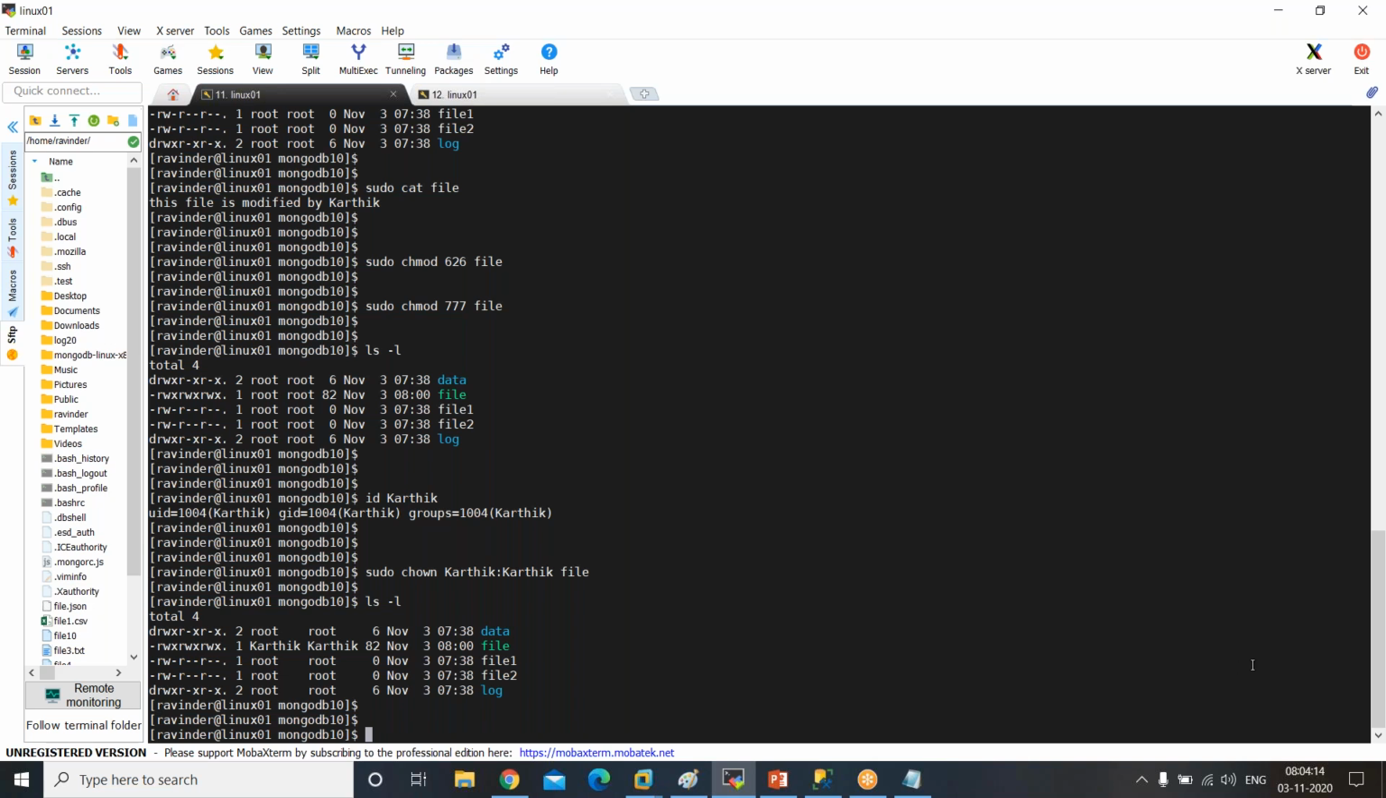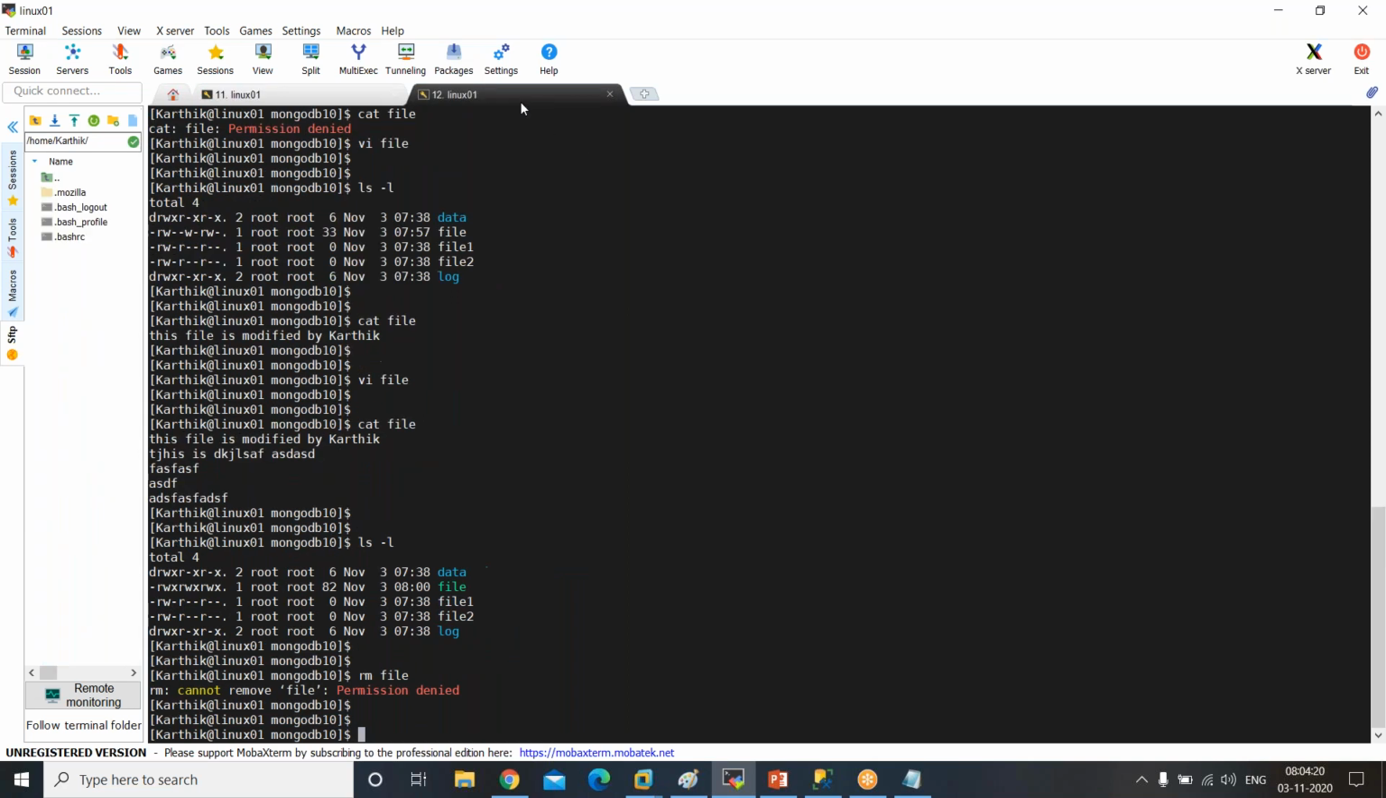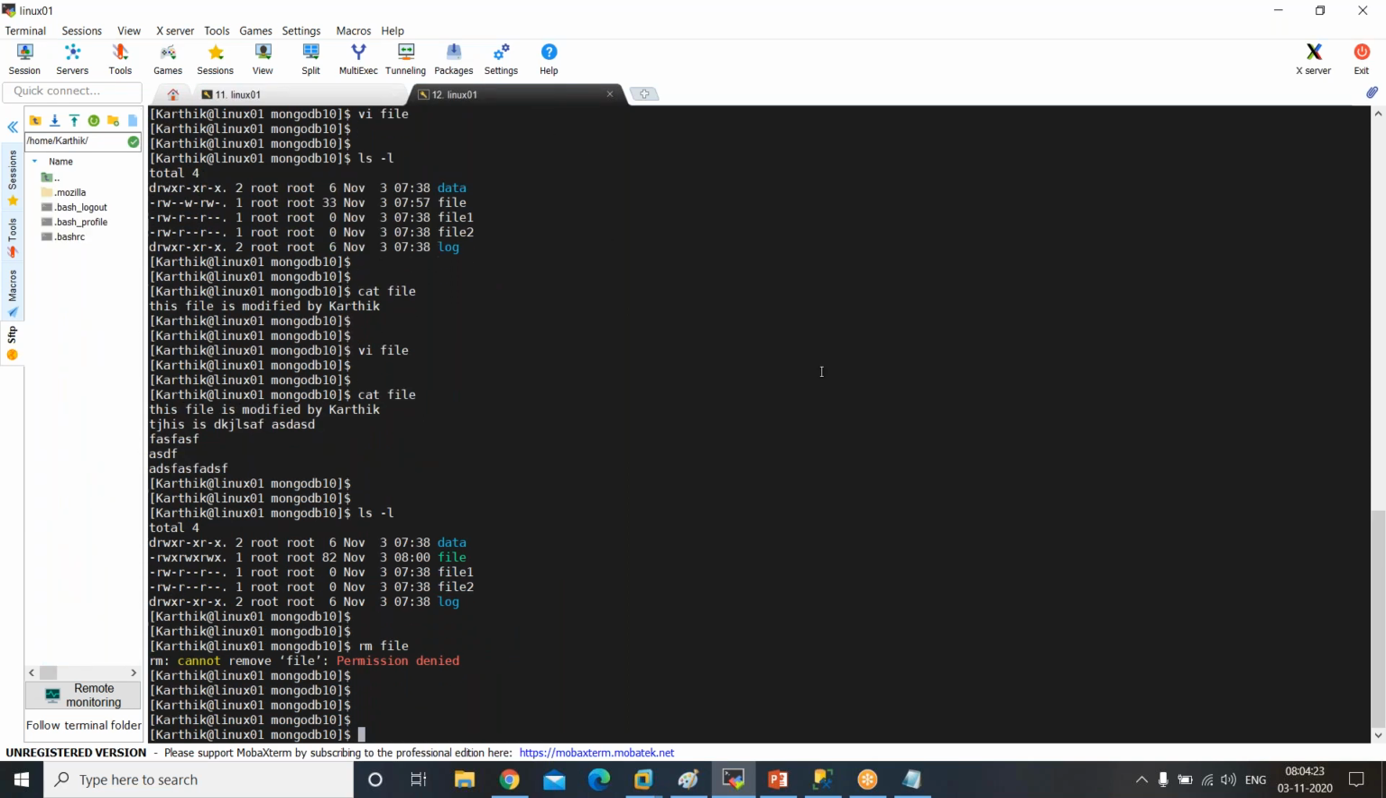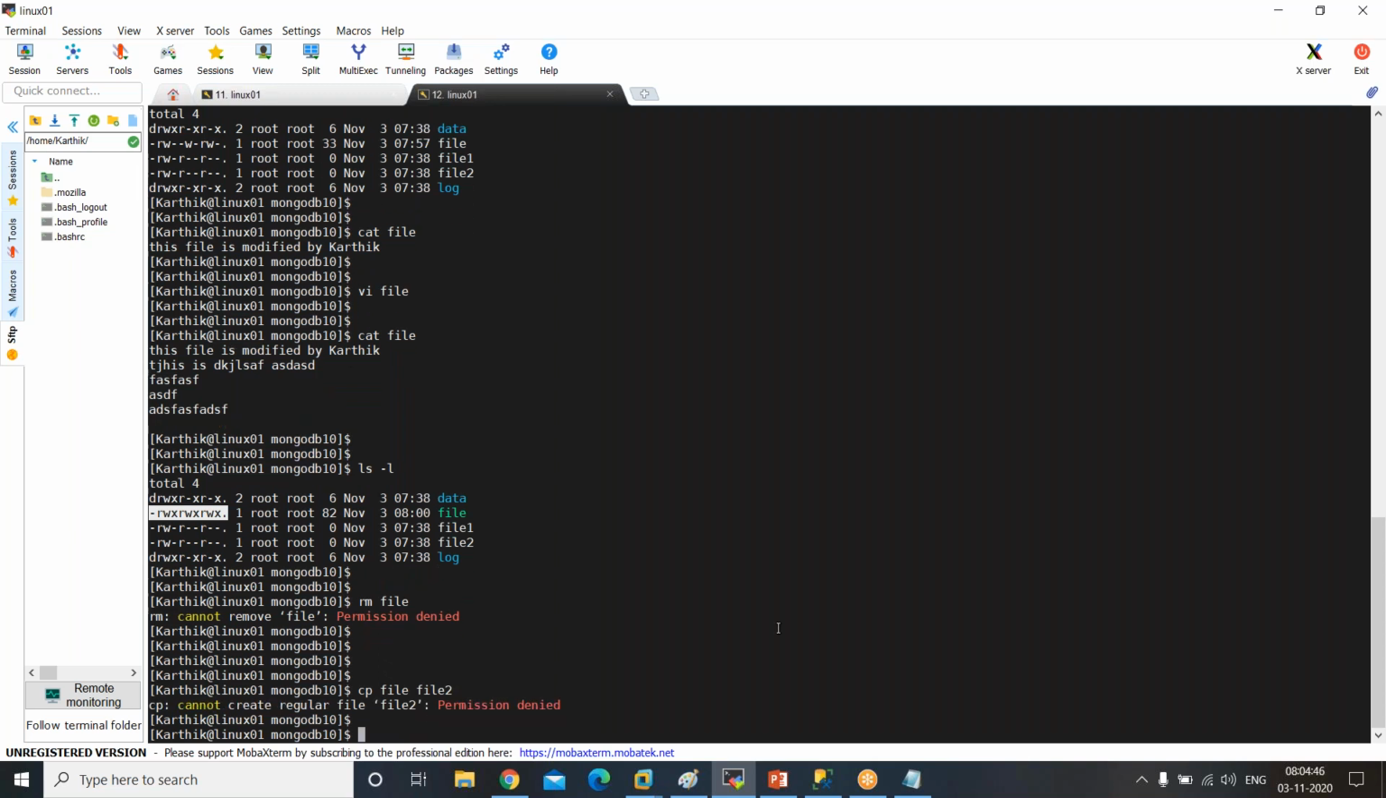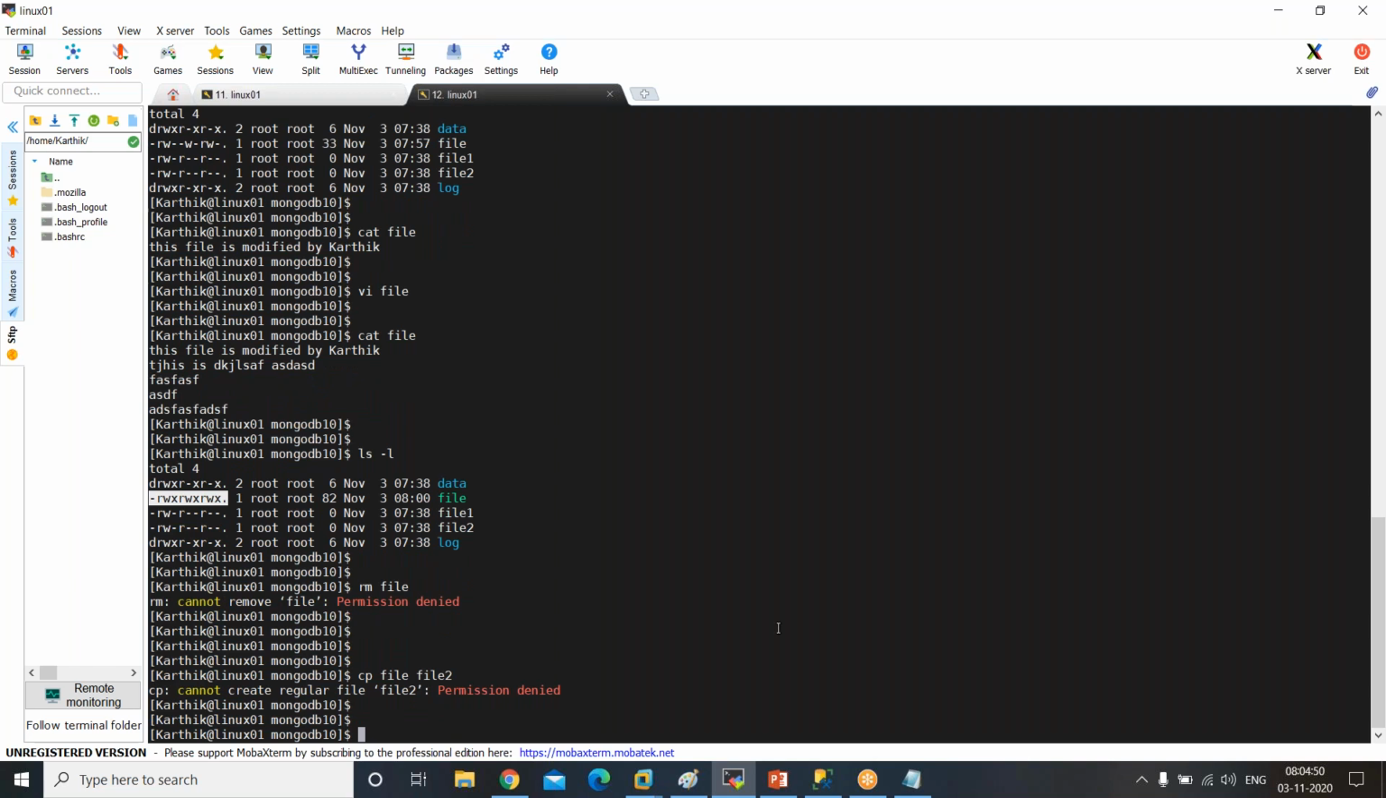So now if I'm trying to delete as Ravinder, I cannot delete this file. Permission denied. If Karthik is trying to delete, basically, what do you think? Can Karthik copy this file? What do you think? Can Karthik copy this file? cp file file2. Yes, where is he doing it? He is doing it out of his directory. You cannot do it because you are writing a new file. A new file you cannot create. You can only manage this file. That's it. You cannot copy that file.